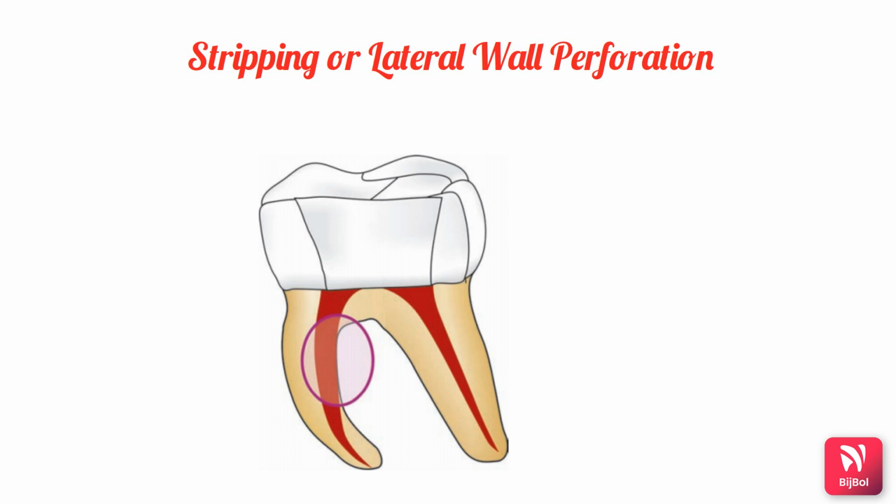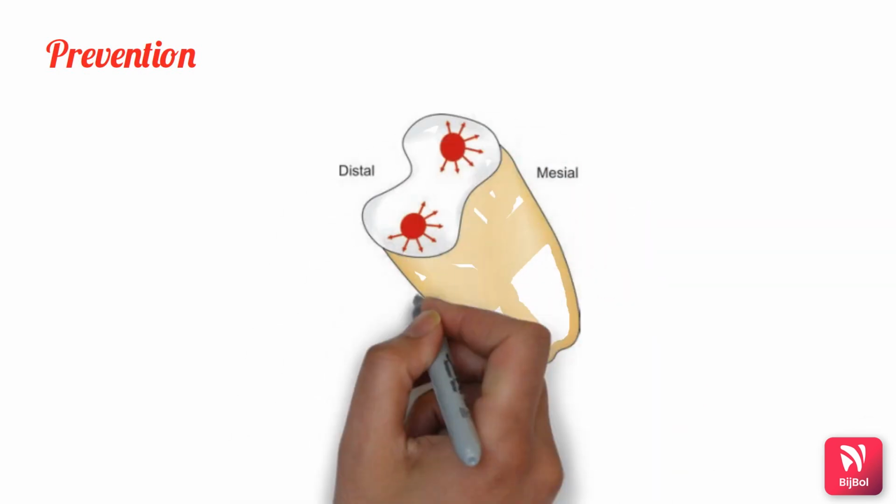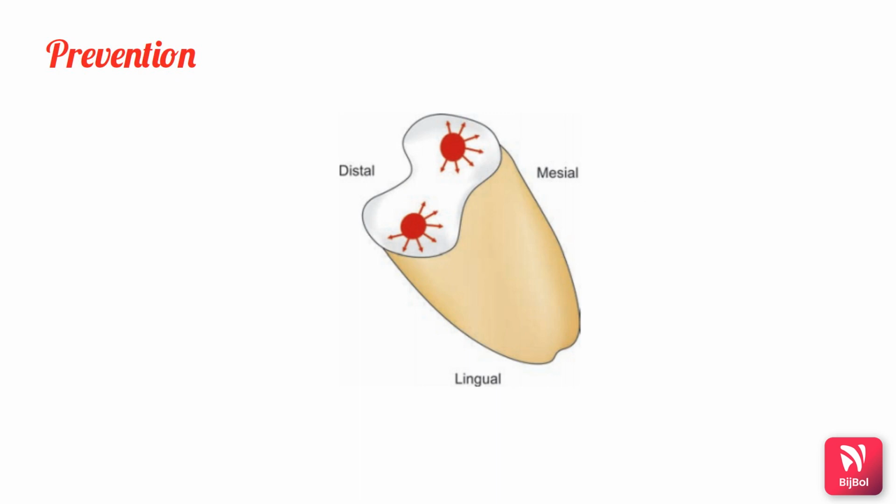Successful repair of stripping relies upon adequate sealing of that area. The most important and biocompatible material for such sealing is mineral trioxide aggregate. And how do you prevent it? By the use of pre-curved files or modified files for curved canals. And also use anti-curvature filing, so that the pressure is applied more on the tooth structure away from the direction of the root curvature.